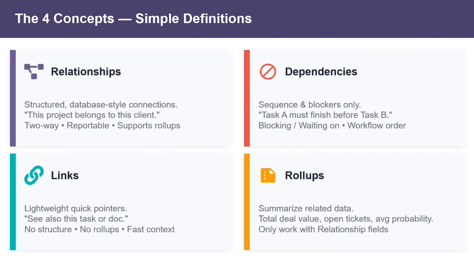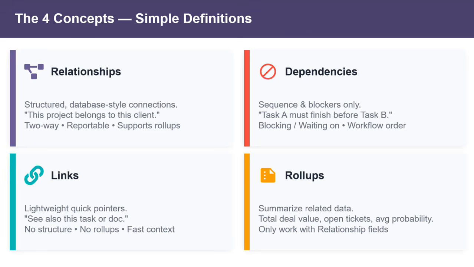Third is links. These are the simple option. Think of them as saying these two things are related. There's no real structure or reporting power. They're best when you just need to give someone a little extra context. And finally, rollups. Rollups let you bring information from one connected item into another. For example, you could connect a project to a client and then use a rollup to show information about the client directly on the project.